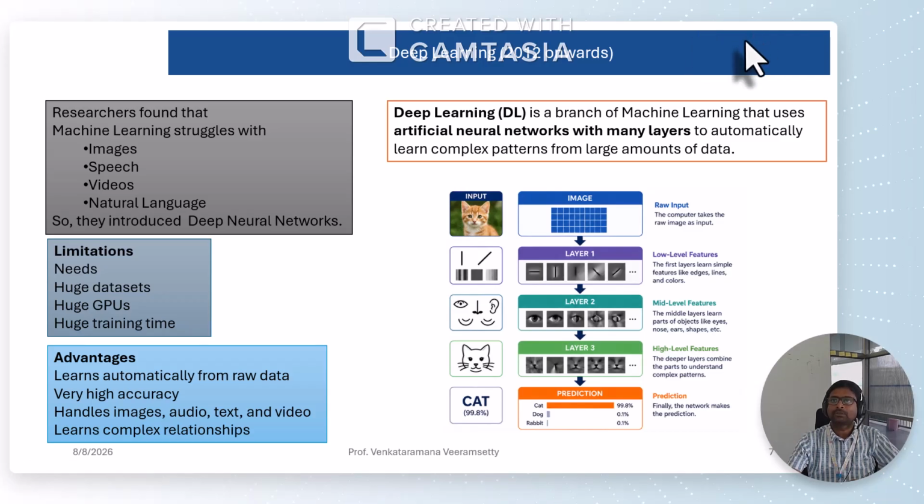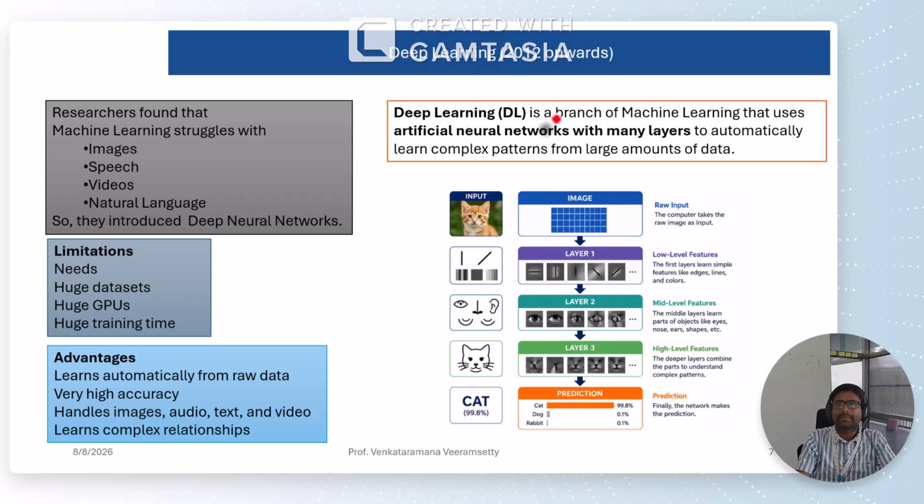As part of this course, in this lecture, we are going to discuss deep learning. This is one of the evolutions of AI, more advanced than machine learning. So what do we mean by deep learning?